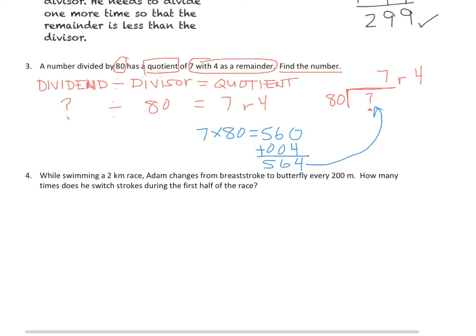So let's go ahead and write our sentence out. Let's say the dividend, which is technically the number we were trying to find, but we're going to use the mathematical term. The dividend is 564, period.